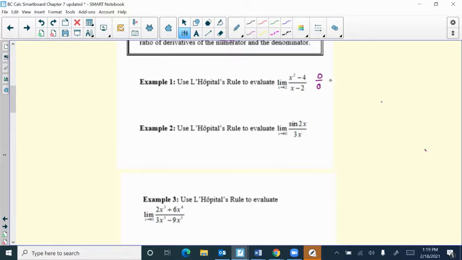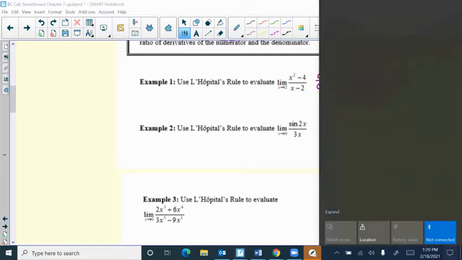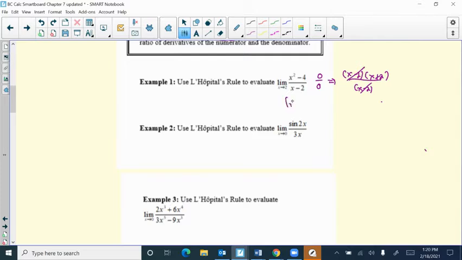Last year, we would have factored the top to make it x minus 2 times x plus 2, all over x minus 2. We would have noticed that the x minus 2's cancel. So we could then have applied the limit to the remaining portion, the limit as x approaches 2 of x plus 2, which we know would be 4. That's the first semester way to solve that.